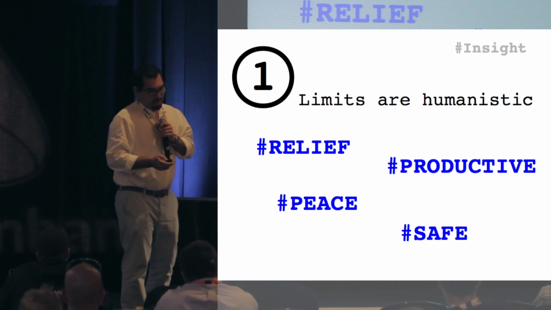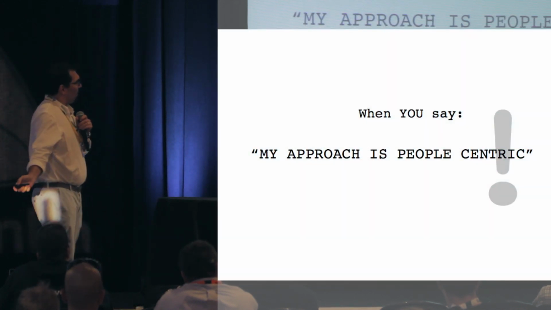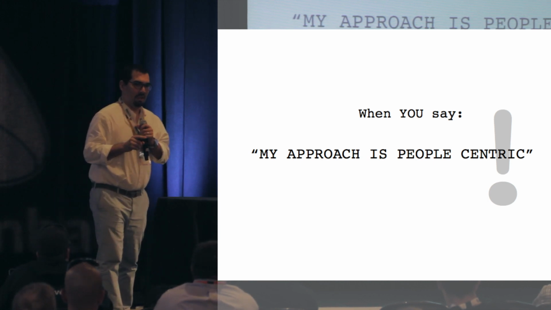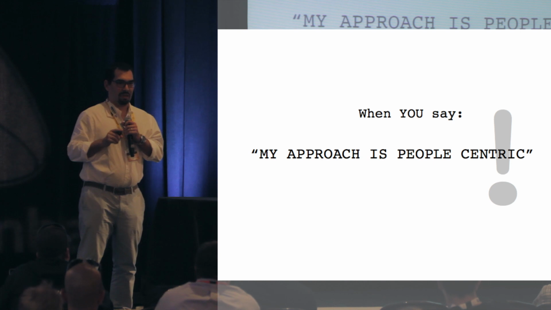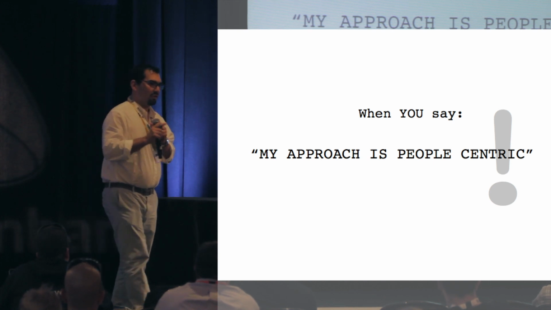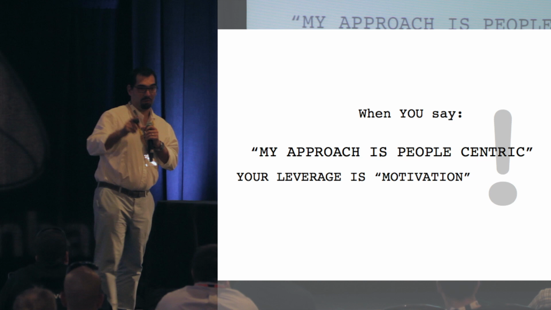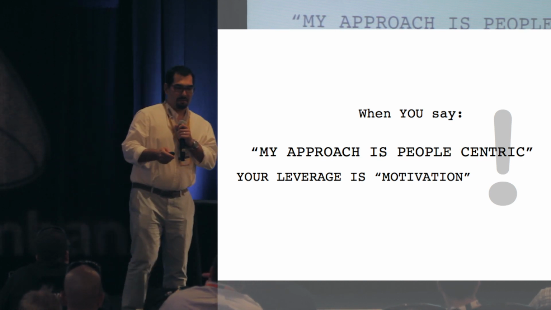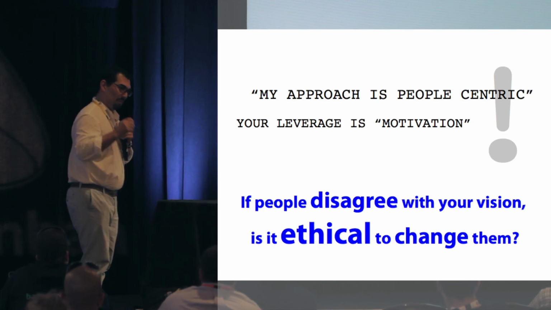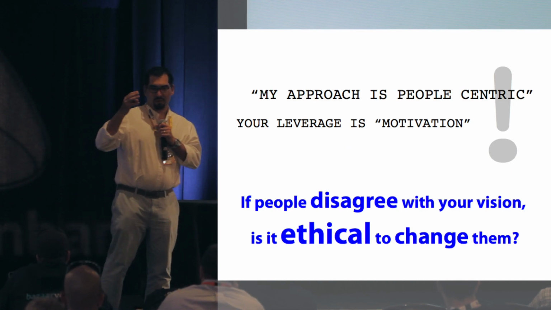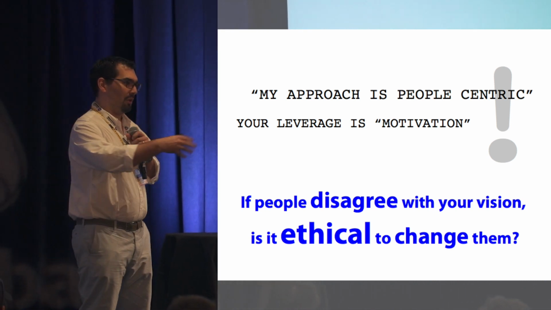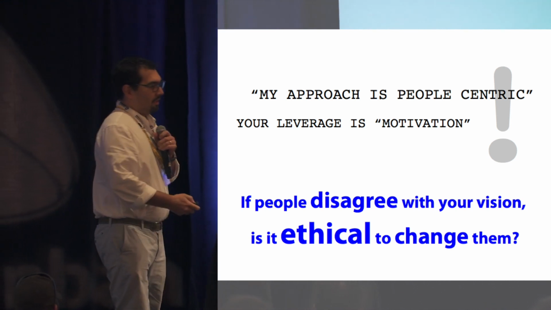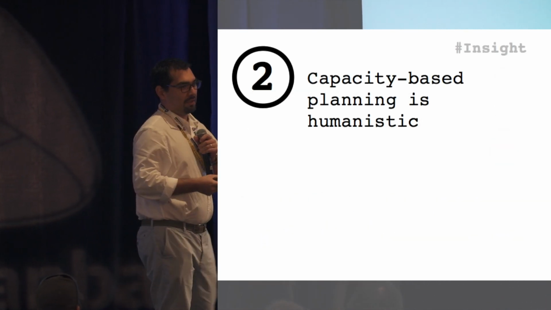And I realized that when you say that my approach is people-centric, okay, I see a problem with this claim because when you say that your approach is people-centric, the only leverage that you see is motivation, okay? And you are going to try to change that. And the big question that I'd like to drop here is, do you think that it's ethical to try to change people, if people disagree with your vision, if people are not caring about your project or something like this, okay?